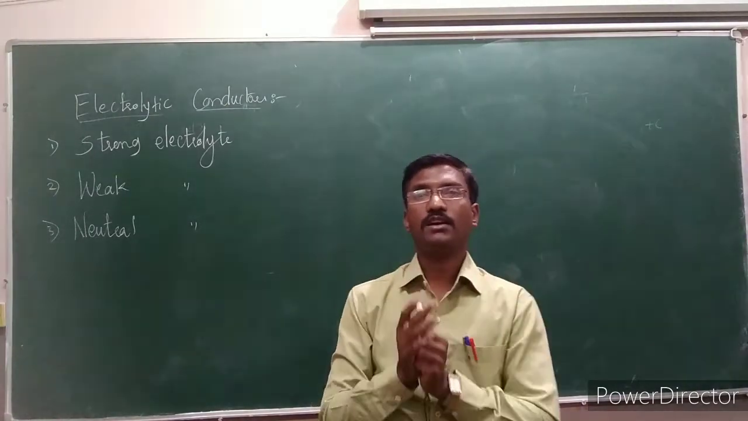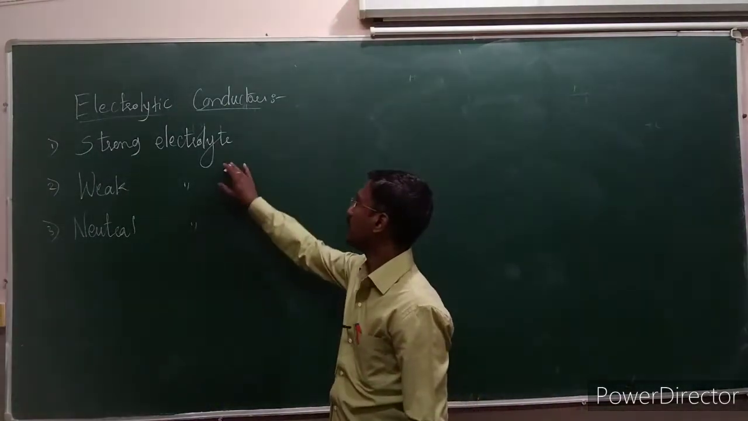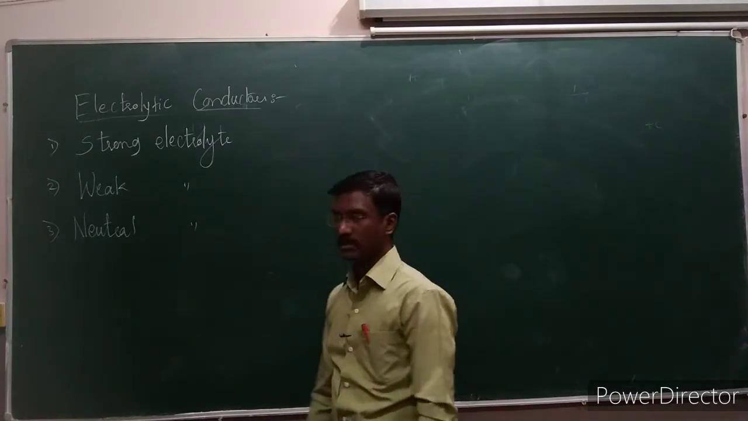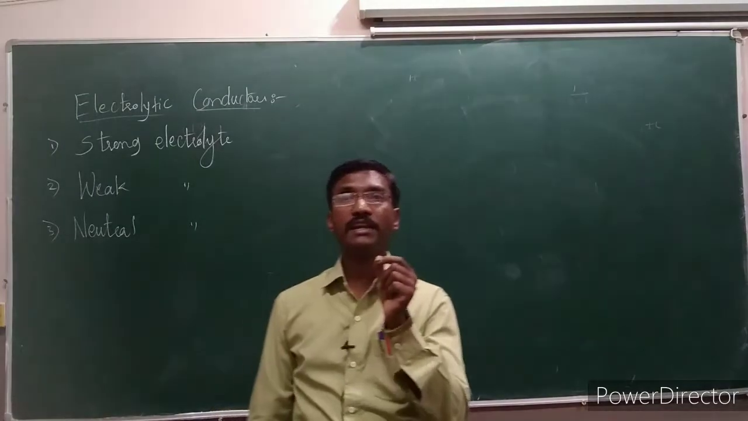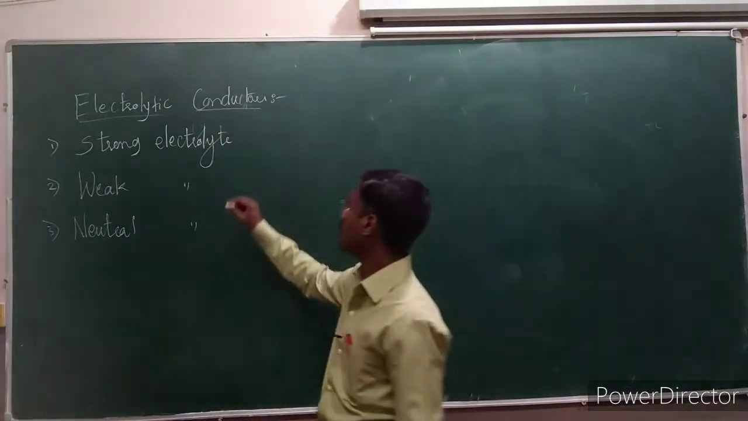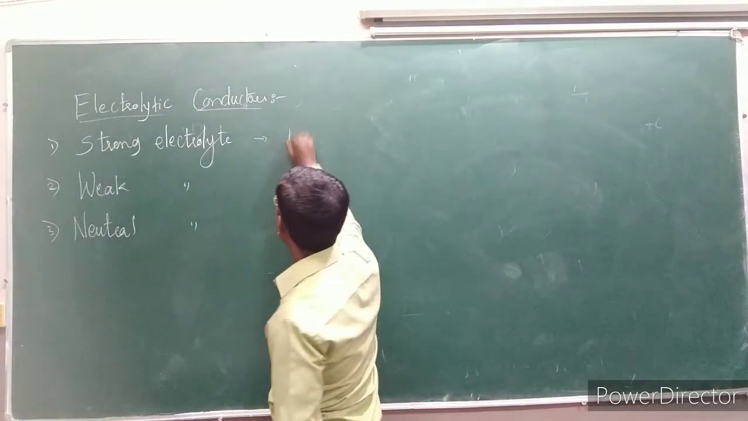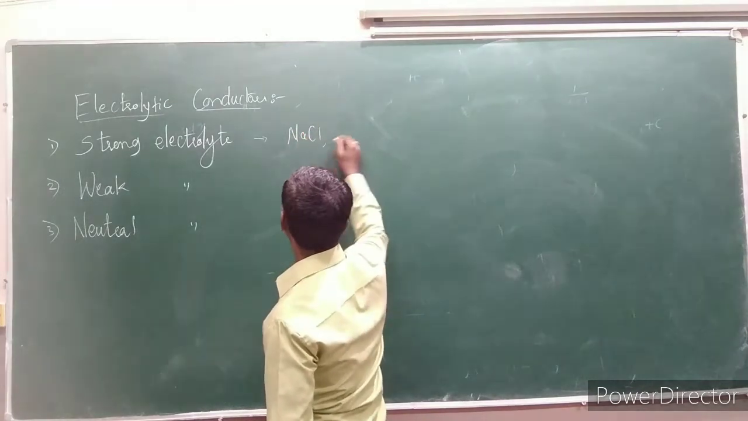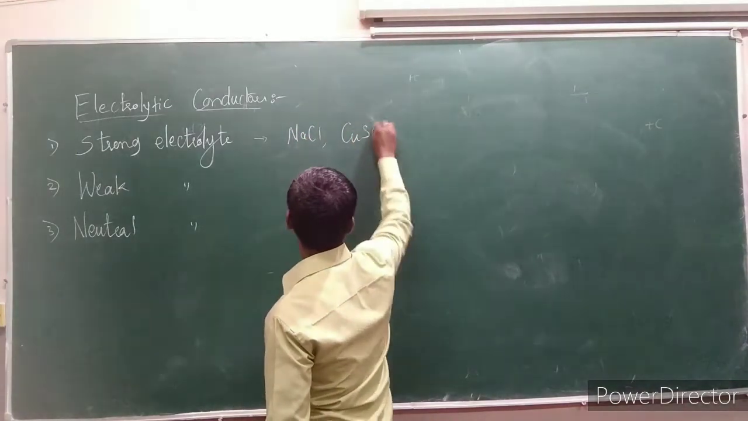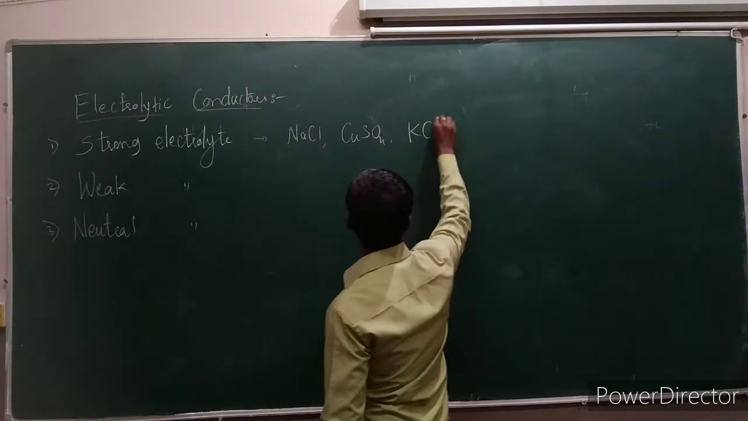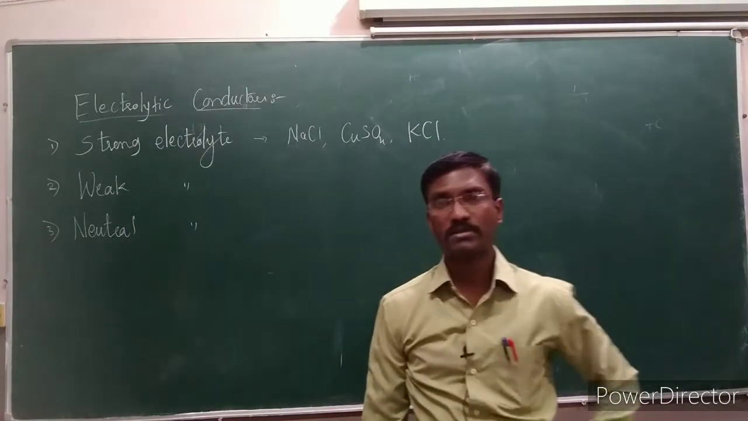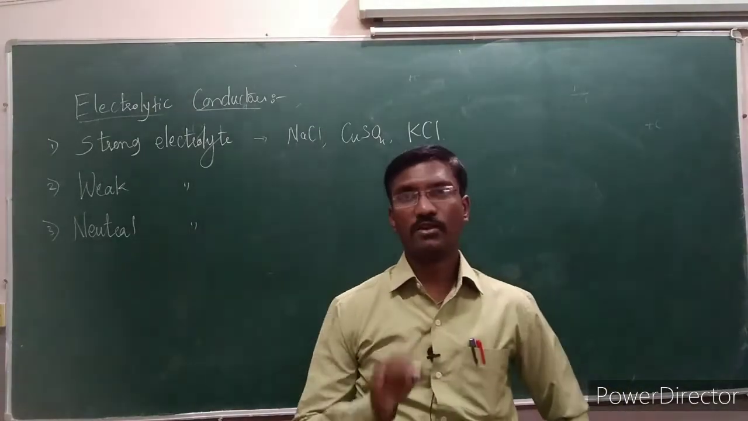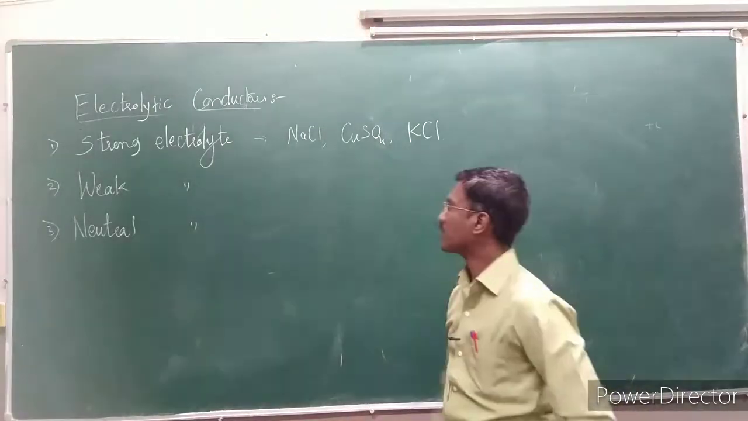Such kind of solution is called an electrolyte or strong electrolyte. A strong electrolyte is an electrolyte which completely ionizes. For example, NaCl, copper sulfate, KCl form complete ionization. For that reason, these are called strong electrolytes.